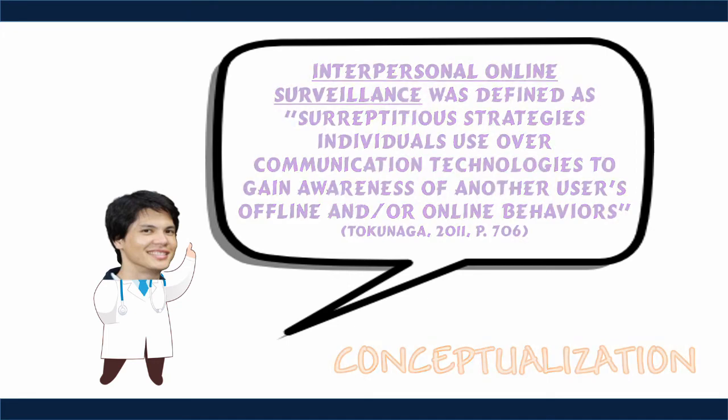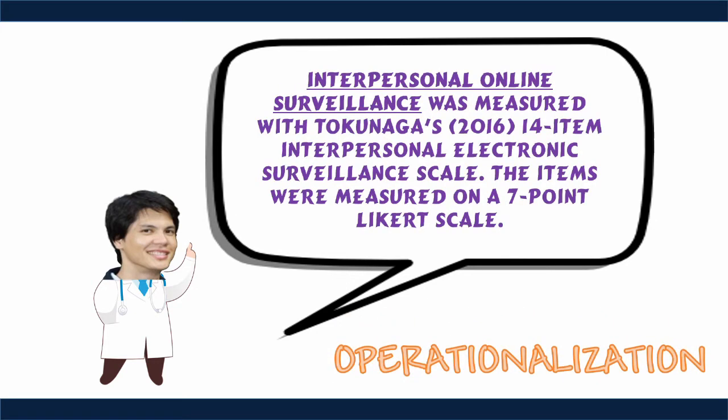Next, after going through all of the information, I constructed a 14-item measure on online interpersonal surveillance to operationalize it, which I made available for others to use in the 2016 article I published on the topic. Here's yet another example of the explication process in practice.